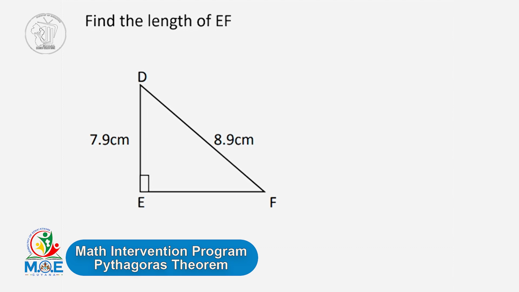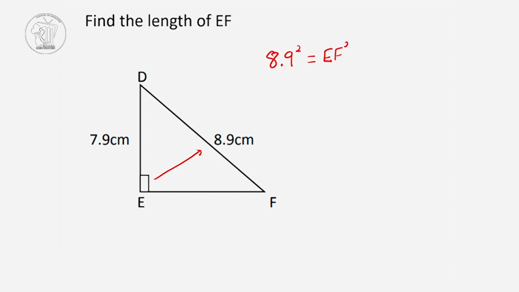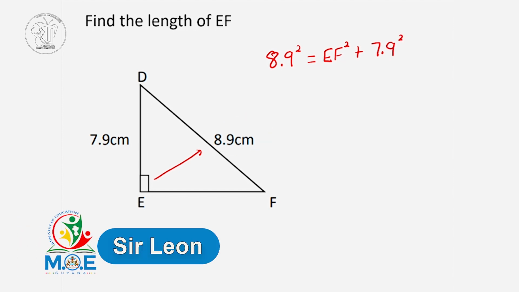We see the hypotenuse would be opposite the right angle. So the hypotenuse in this case is 8.9 cm. The square of the longest side, 8.9 squared, is equal to the sum of the squares of the two remaining sides. The two remaining sides would be EF, and that's what we want to find, and 7.9. So we can say 8.9 squared equals EF squared plus 7.9 squared.